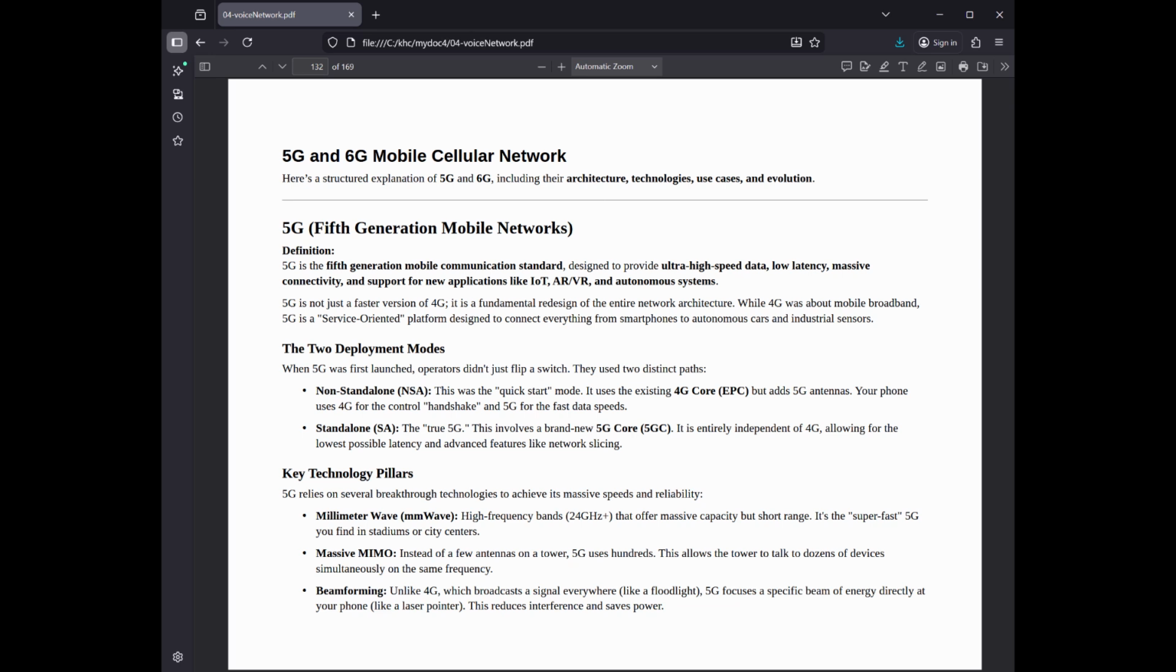It's the super-fast 5G you find in stadiums or city centers. Massive MIMO: instead of a few antennas on a tower, 5G uses hundreds. This allows the tower to talk to dozens of devices simultaneously on the same frequency. Beamforming: unlike 4G, which broadcasts a signal everywhere, like a floodlight, 5G focuses a specific beam of energy directly at your phone, like a laser pointer. This reduces interference and saves power.